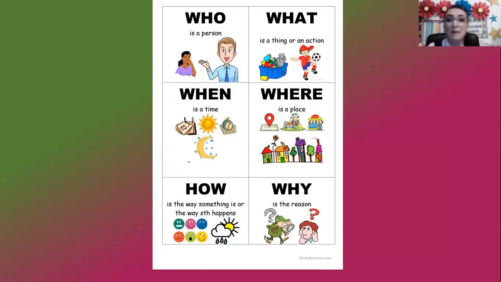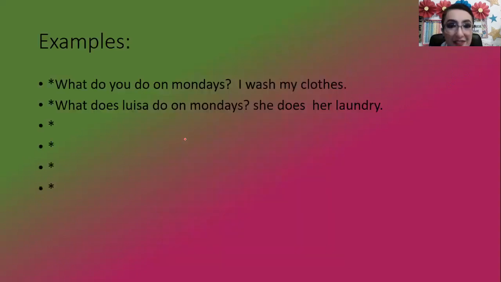When is going to be about time. Where is going to be for place. How is going to be about the way something happens or is made or done. And why is going to be for reasons. Here I have some examples, but you can be helping me with more.